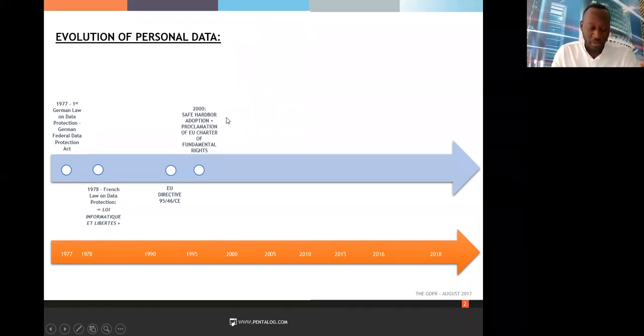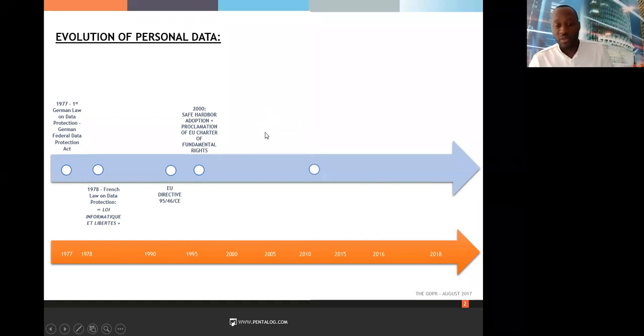Harbor between the US and the European Union, the European Community, for the transfer of data between those two places. In the same year, we had the proclamation of the EU Charter of Fundamental Rights. In that charter in Europe, data protection was recognized as a fundamental right, at the same level as the freedom of speech, etc.